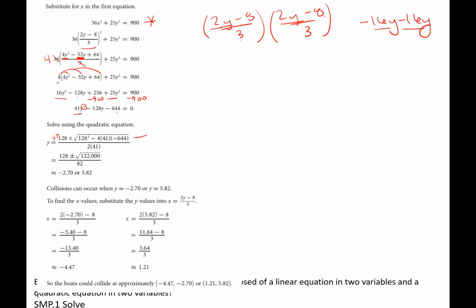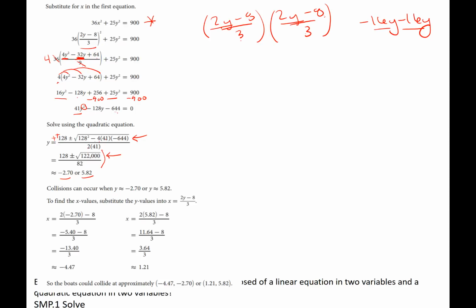Then they went ahead and did the arithmetic on that. They probably used their calculator. I would have too. And they got 122,000. And then, because this is a word problem, it's appropriate to use decimal points. So they put that in their calculator and found the decimal. So they found the decimal to be -2.70 and 5.82. So they say the collisions occur when y equals these 2 values.